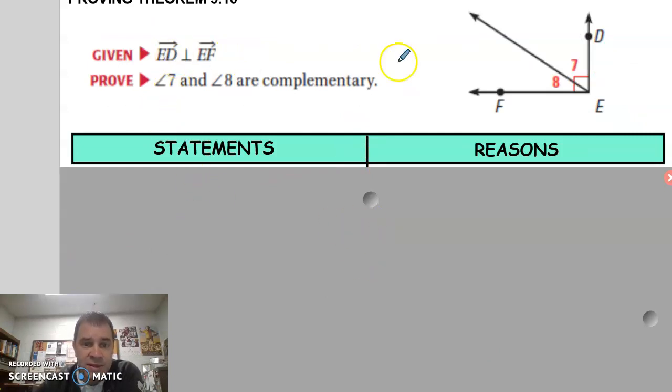On the next page, we've got ED and EF that are perpendicular. We're trying to prove that 7 and 8 are complementary, and in one step we could solve this. We could go back to 3.10 again and say that those two angles have to be complementary because the two outside rays of those angles are perpendicular. However, up at the top you might have noticed it says we're proving Theorem 3.10. So this is a proof to show why it's okay for us to use Theorem 3.10 all the time.